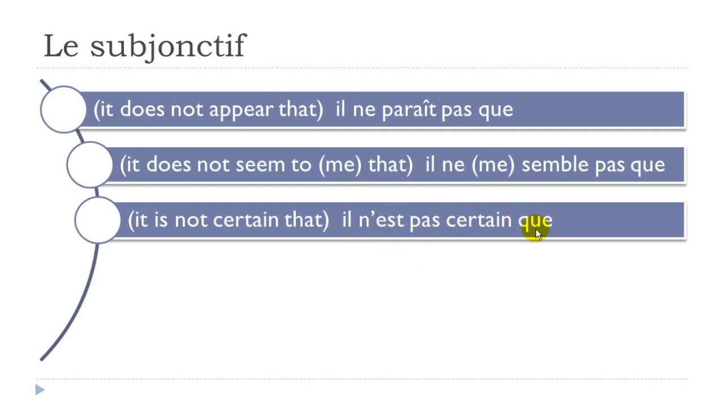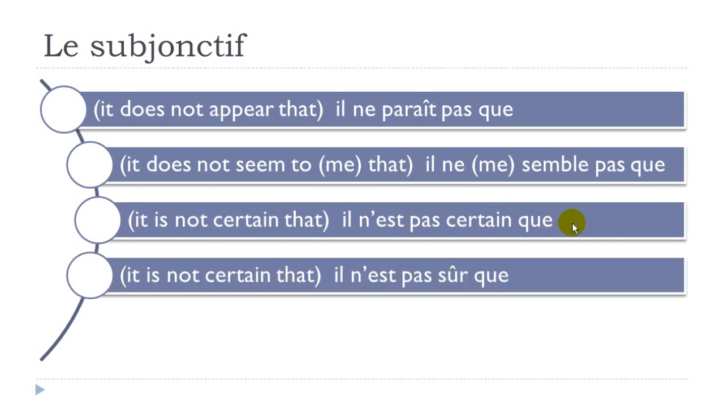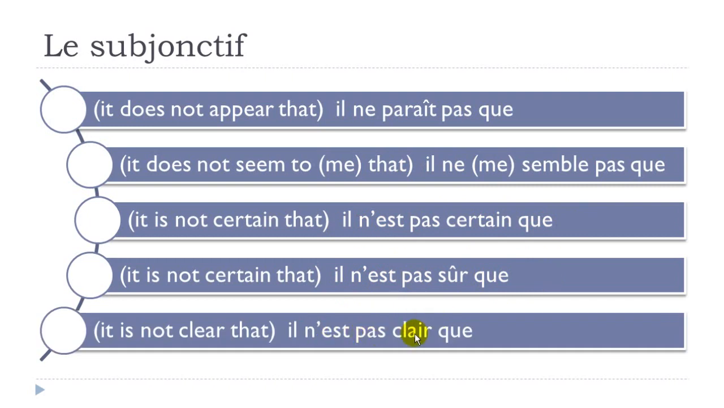Il n'est pas certain que. Il n'est pas sûr que. Il n'est pas clair que. Okay, so one more time. Il ne paraît pas que, il ne me semble pas que, il n'est pas certain que, il n'est pas sûr que, il n'est pas clair que, and they should be followed by le subjonctif, ok?